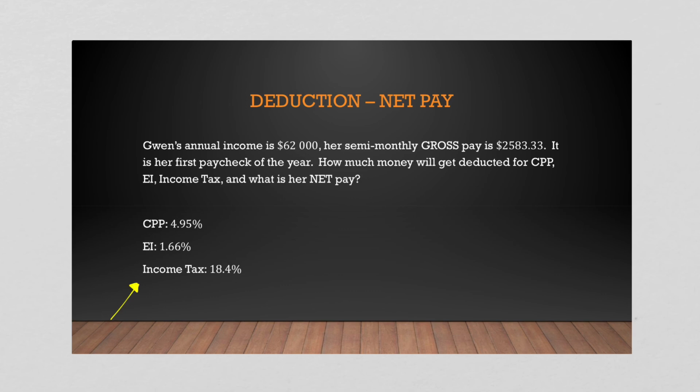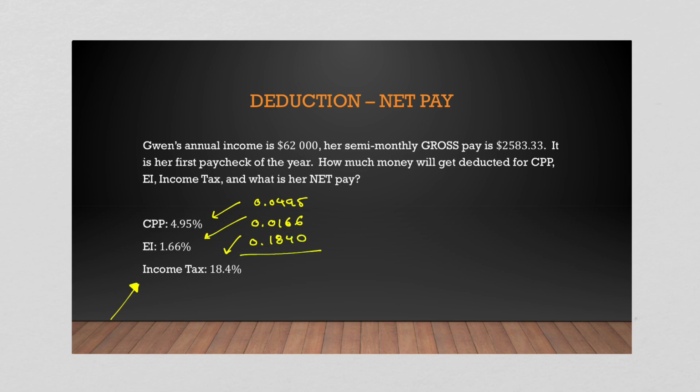So Gwen makes $62,000 a year. Her semi-monthly gross pay is $2,583.33, and it's her first paycheck of the year. How much money will get deducted from CPP, EI, and income tax? So you could do this annually, but let's just do it from her gross paycheck. So she loses 4.95%, so 0.0495. She loses 1.66%, so 0.0166. And she loses 18.4%, so 0.1840.